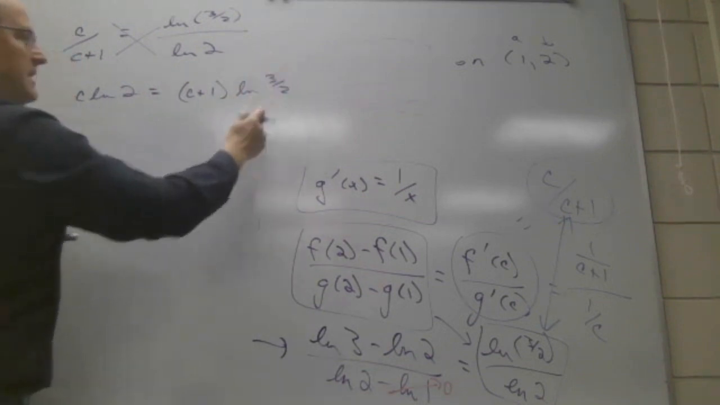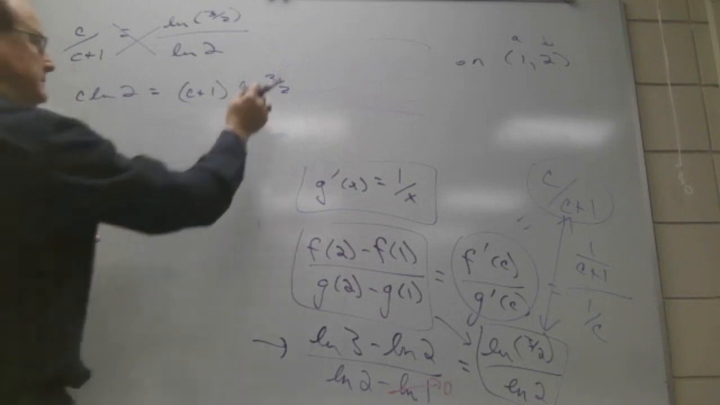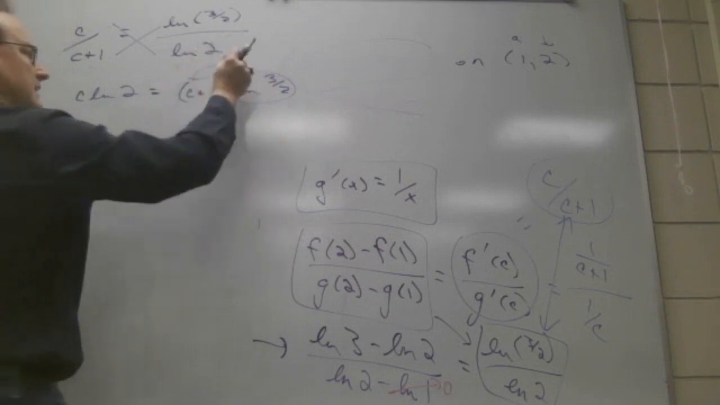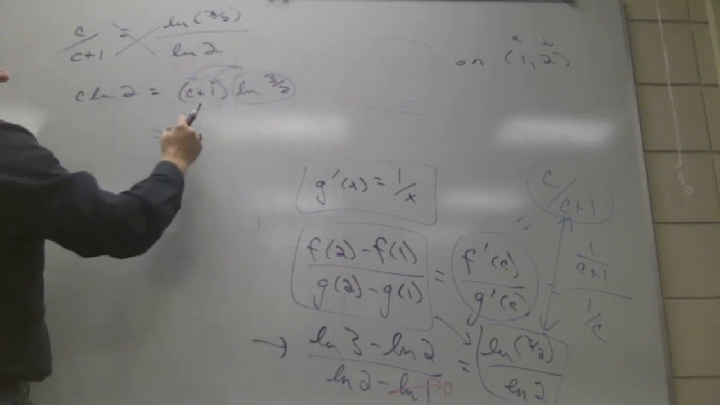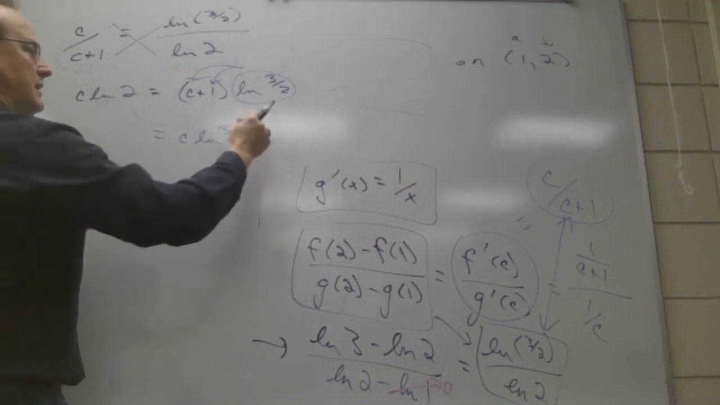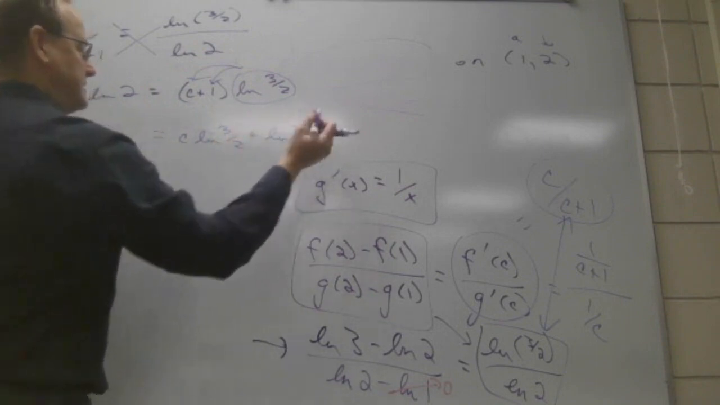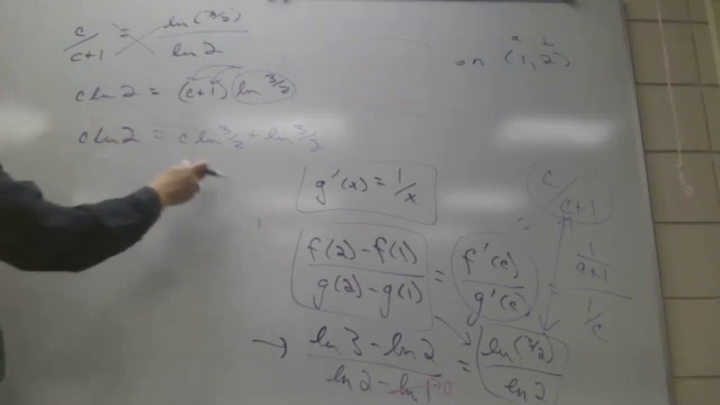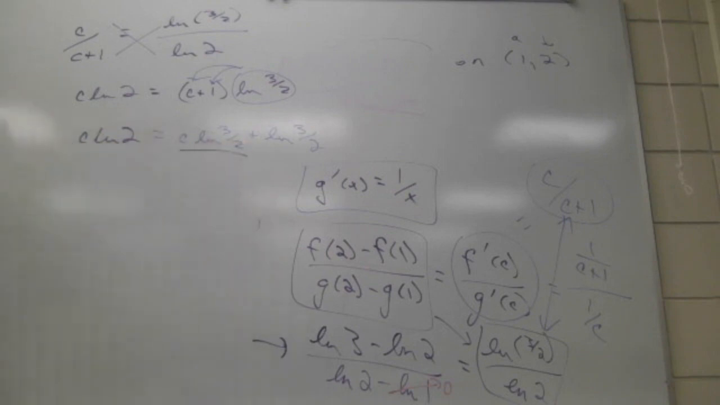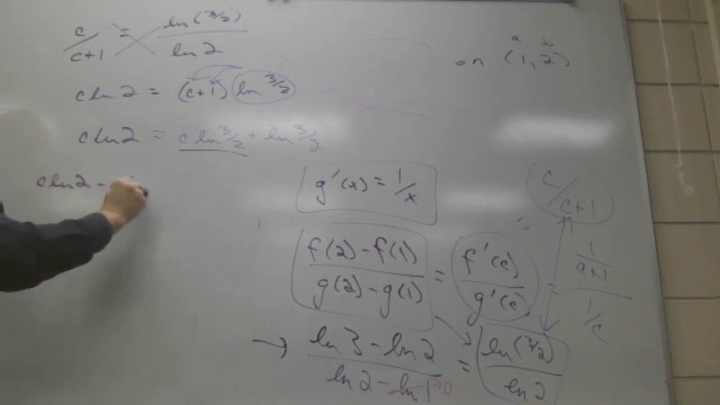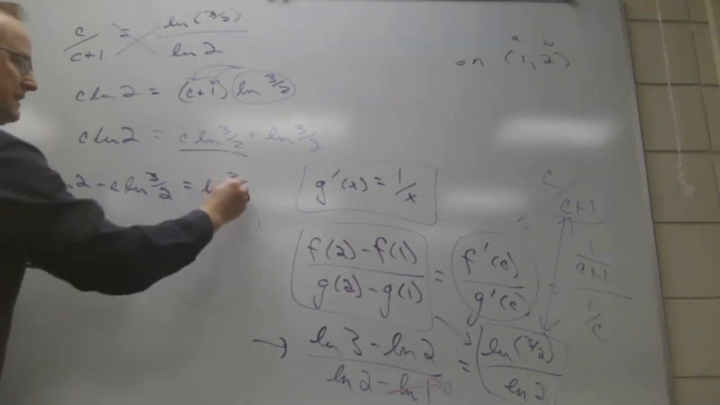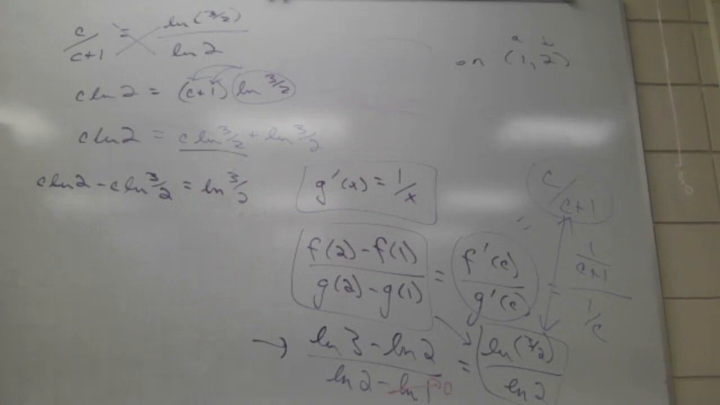And the natural log of 3/2 is just some number, right? So what can I do? I want to get all my c's to one side, everything else to the other. So just multiply it through, right? So just a little algebraic thing. So I've got c natural log 3/2 plus natural log of 3/2 times 1, which is just natural log of 3/2, right? And this equals c natural log of 2. So I'm going to get this to the other side, right? And so I'll have c natural log of 2 minus c natural log of 3/2, everybody agree, equals the natural log of 3/2, which is what's remaining on the right.